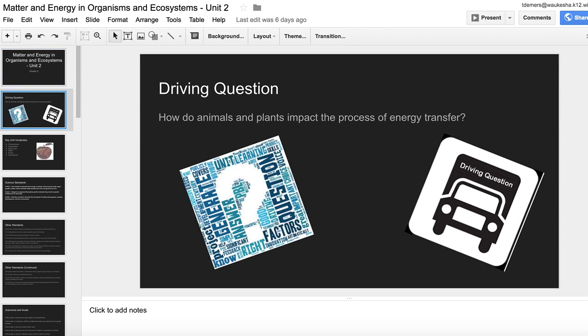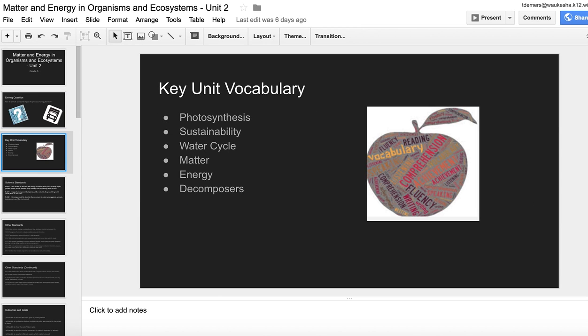Within this unit, your main driving question is going to be, how do animals and plants impact the process of energy transfer? Some of the key unit vocabulary that you'll be learning about throughout the unit is going to be photosynthesis, sustainability, the water cycle, matter, energy, and decomposers. Again, throughout the unit, you'll be learning about these, so you should have a better understanding when the unit is completed about what these terms mean.